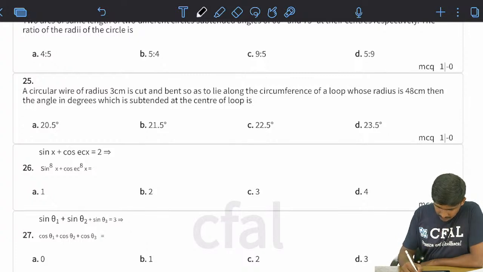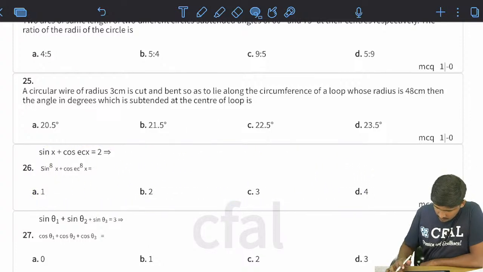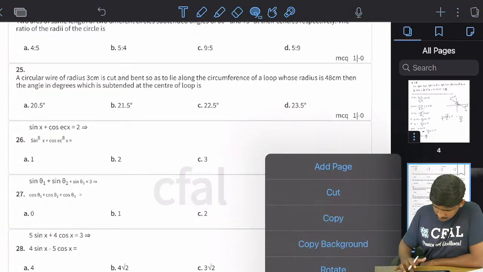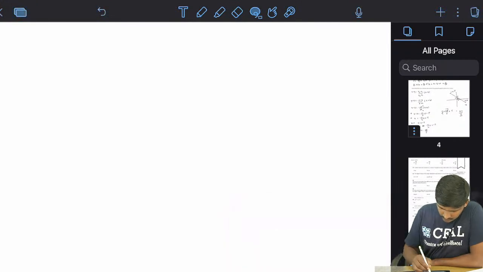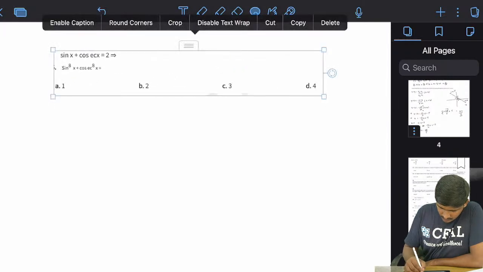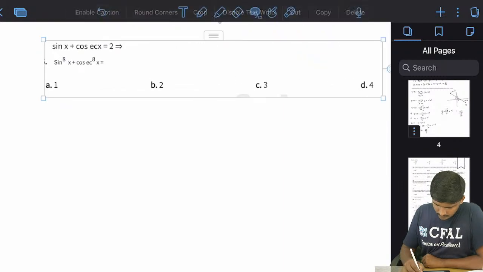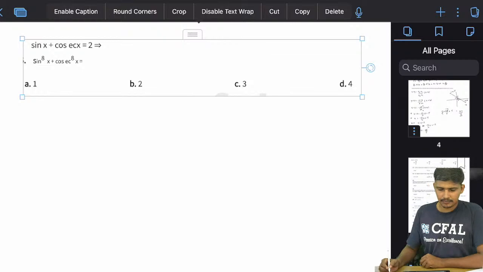Let's cut this problem here and paste it here. If sin x plus cosecant x is equal to 2, then sin power 8x plus cosecant power 8x is equal to dash.